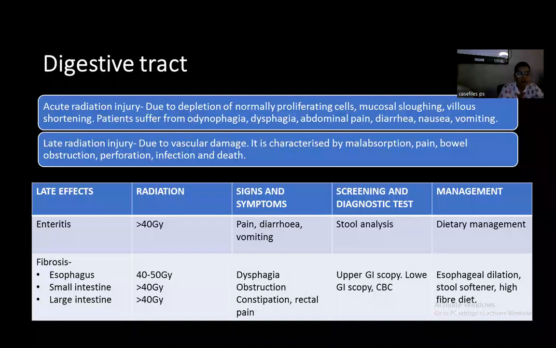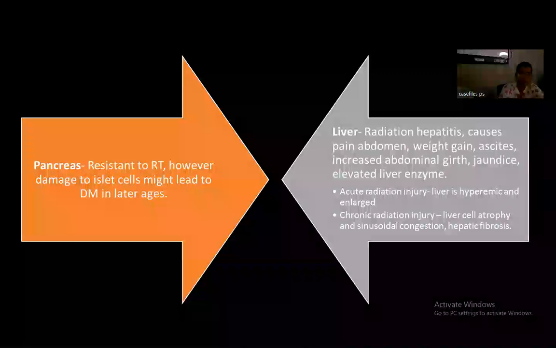Later effects include enteritis, for which we do stool analysis, and accordingly we give dietary management to the patient. Fibrosis in the esophagus presents as dysphagia. In the small intestine, it presents as obstruction, while in the large intestine, it presents as constipation and rectal pain. We need to do upper GI and lower GI scopy, and accordingly, for example, for the esophagus, we have to do esophageal dilatation. For constipation, we have to give stool softeners and a high fiber diet.